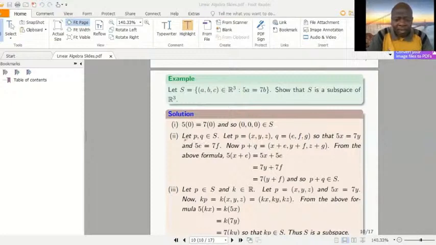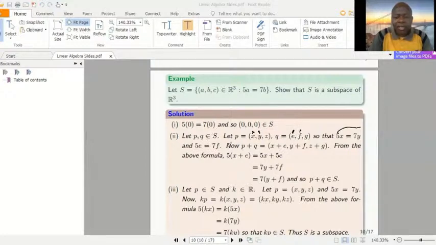Using my work here, I've said that let P and Q be members of S, and I want to let P be this and Q be this. And you see, P must be in S. For P to be in S, 5 times the first element must be equal to 7 times the second element. And that's what I wrote here. So that's fine. And also, I want to ensure that Q is in S. For me to ensure that Q is in S, 5 times the first element must be equal to 7 times the second element. And that's what I have here.